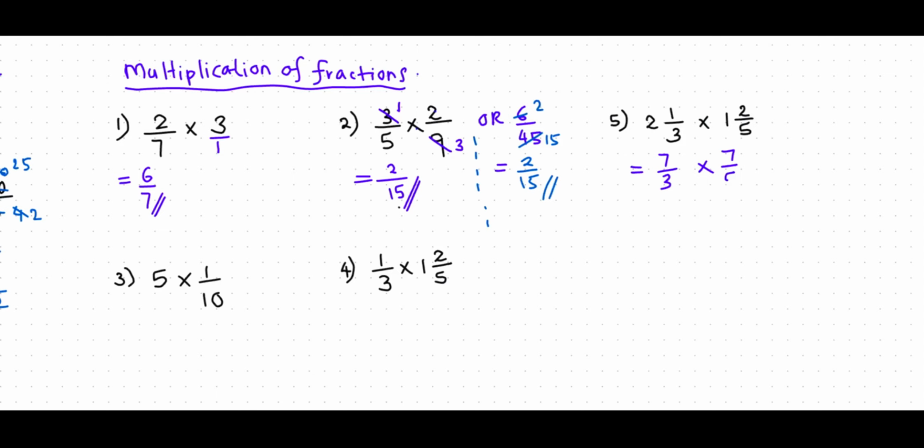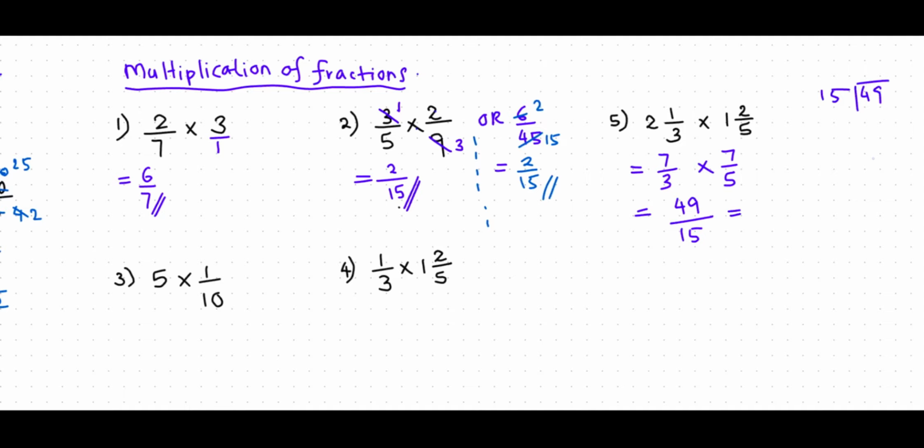Now multiply then. 7 into 7, 49. 3 into 5, 50. Now this is an improper fraction. Write it as a mixed number. 49 divided by 15. How many 15s are there in 49?